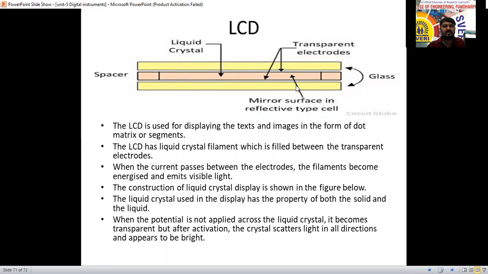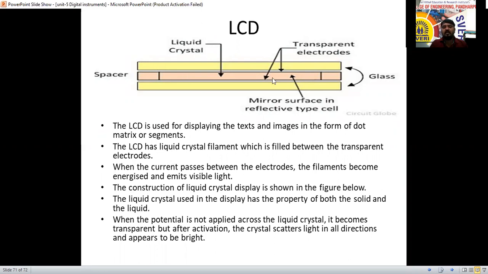LED TV, LCD TV, you know them, you have used LCD displays. Previously they were there, but now everything is being replaced. The LCD is used for displaying text, images, pictures, movies and all those things. That is called dot matrix, and that is segments here. So the LCD has a liquid crystal filament.